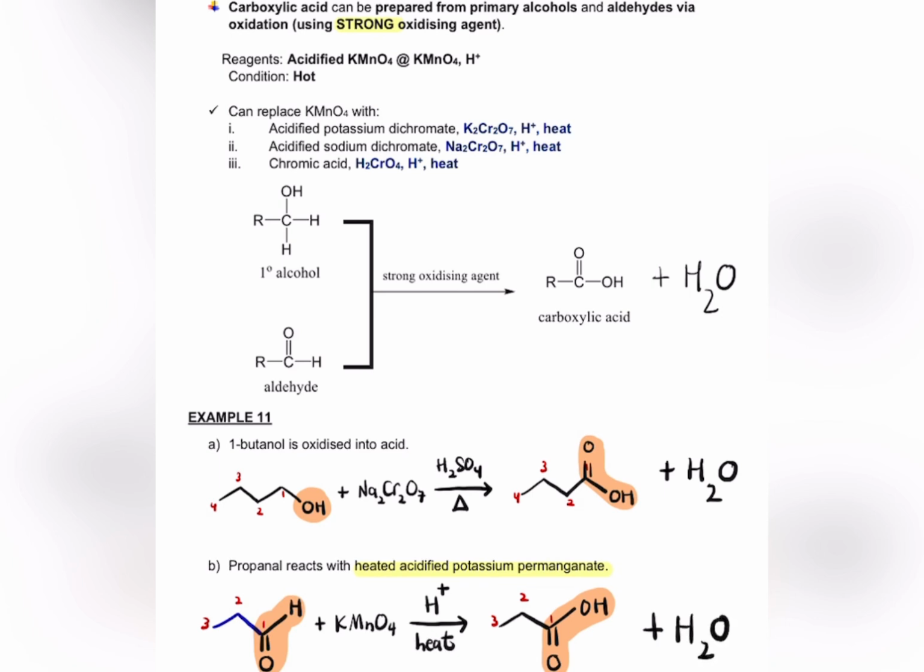So I hope all of you understand now how to explain and write the equation for the preparation of carboxylic acid based on primary alcohols or aldehydes as the reactant. And you can use strong oxidizing agent. I emphasize again, strong oxidizing agent.